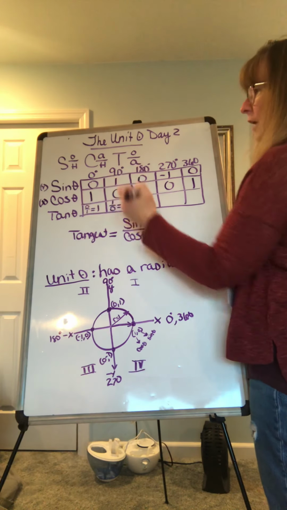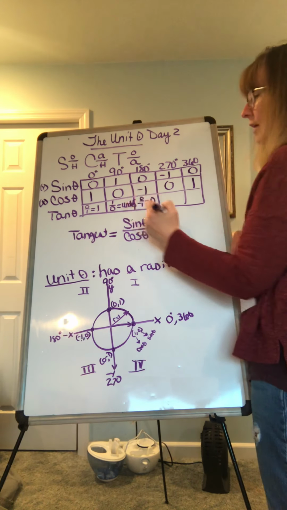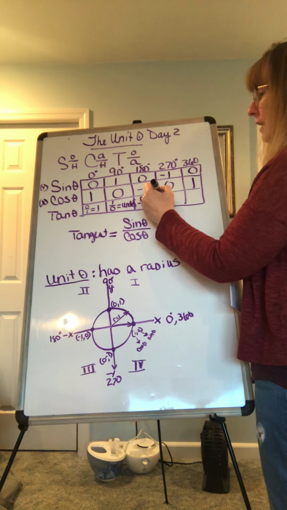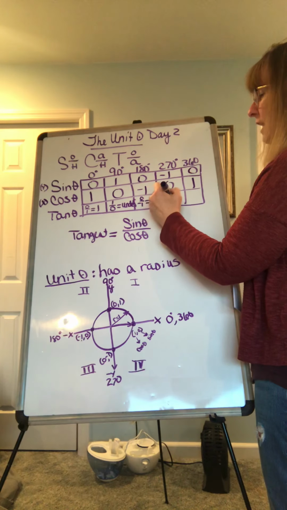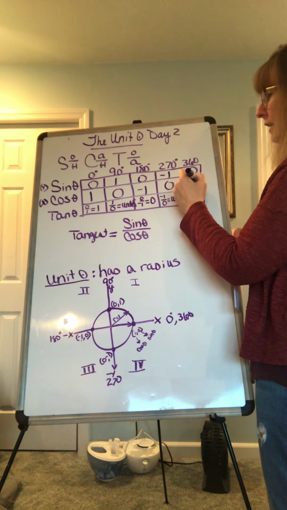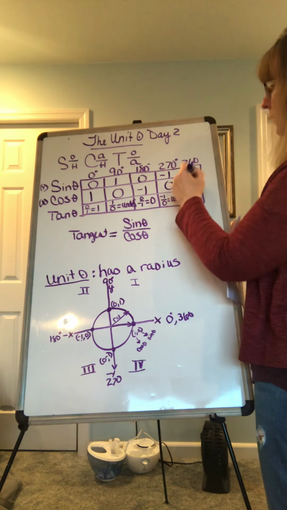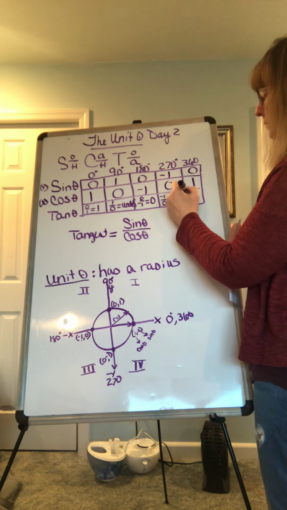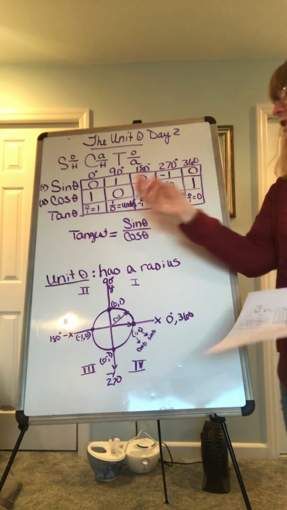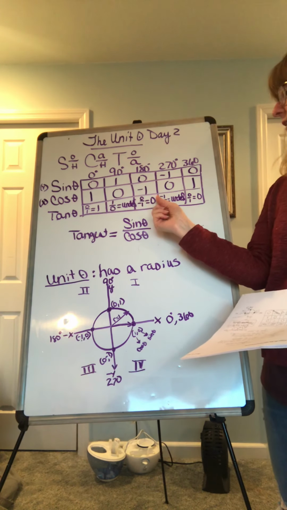The tangent of 180. Well, 0 divided by -1 is still 0. And the tangent at 270 is now -1 divided by 0, which again is undefined. And then the tangent at 360 would be 0 divided by 1, and so you would have 0 again. So tangent goes between 0, undefined, 0, undefined, 0.